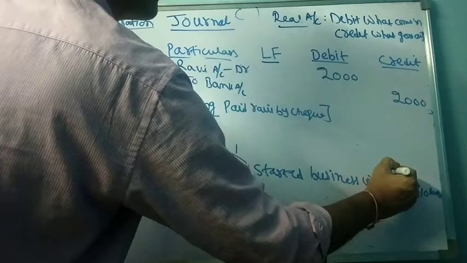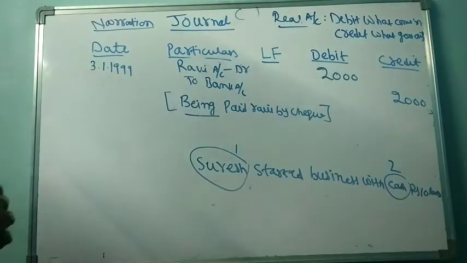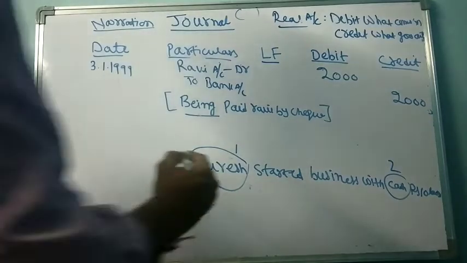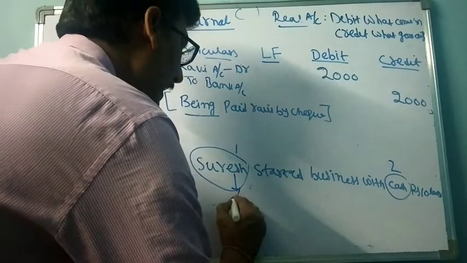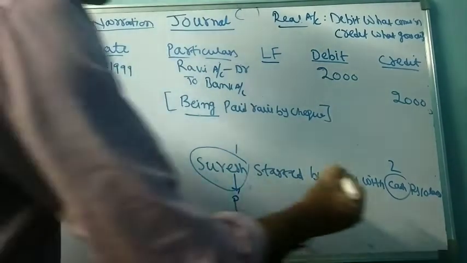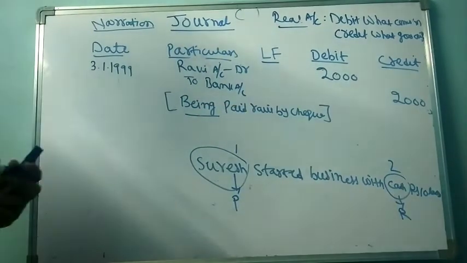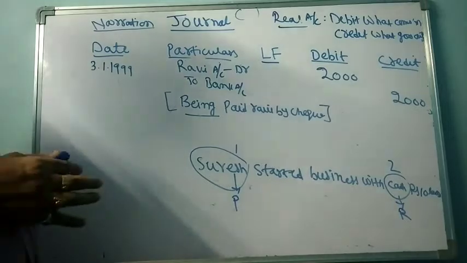Step number 2 is what? Identifying the nature of account. Suresh comes under personal account, natural person. Cash is an asset. It comes under real account. Now apply the rules of debit and credit.